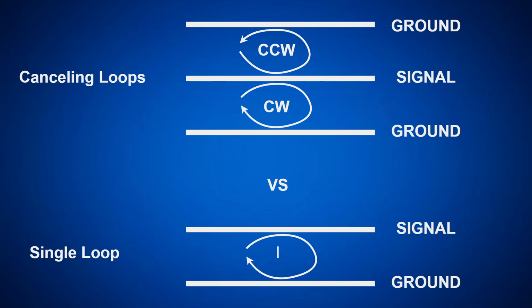So on a PCB, you can imagine your canceling loops being placed right above each other on two different layers or right next to each other if they're on the same layer. Just make sure that they are carrying current in the opposite direction. Canceling loops are quite a neat strategy in my opinion, and I highly recommend you get familiar with them and know how to use them effectively.